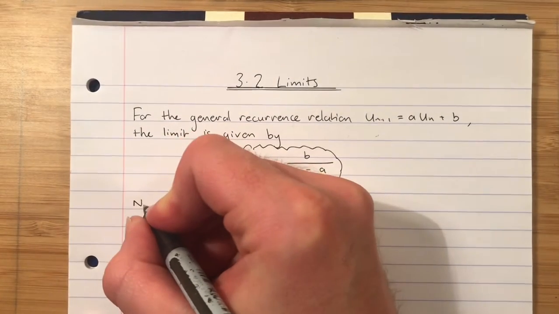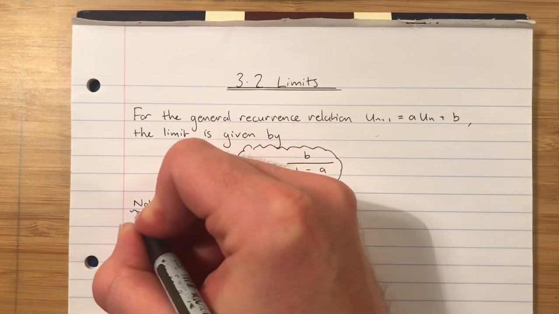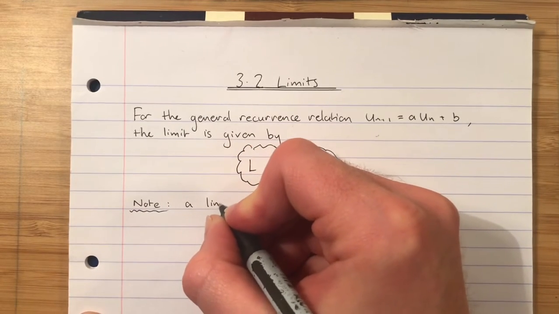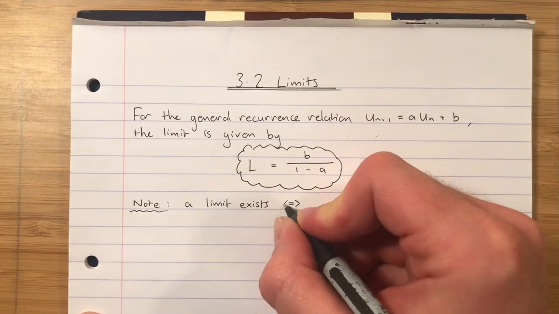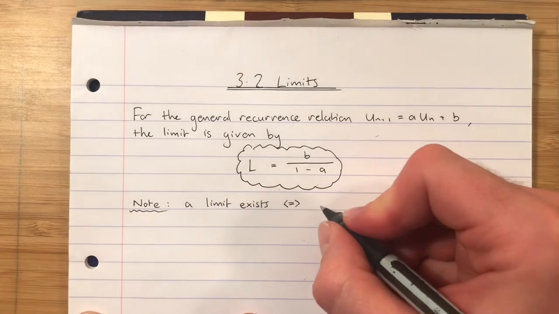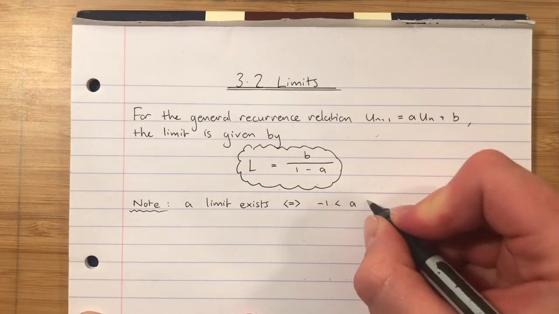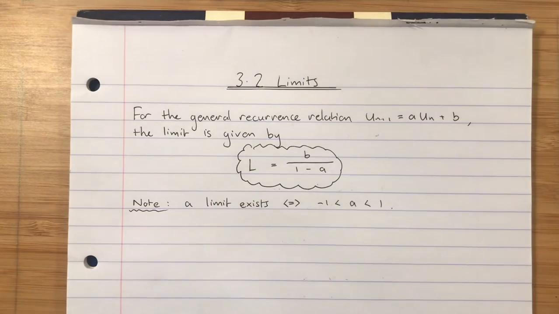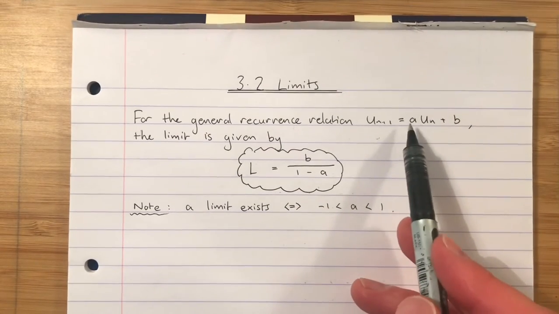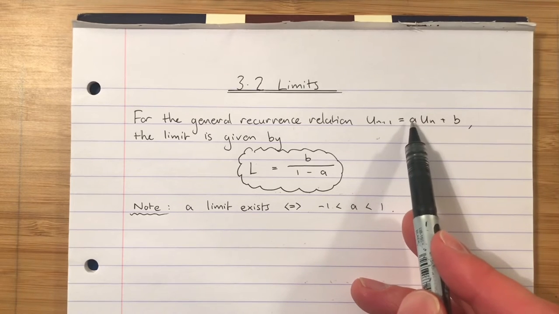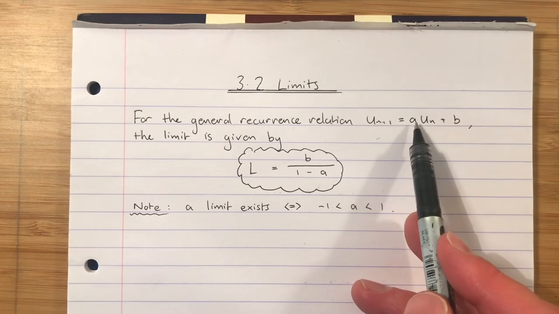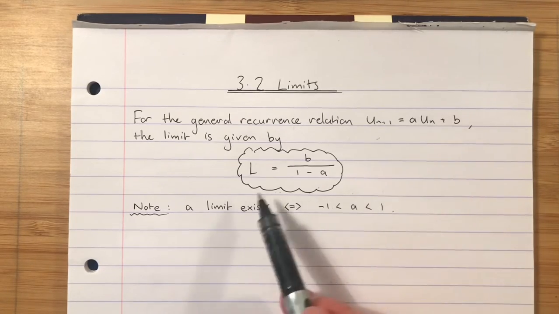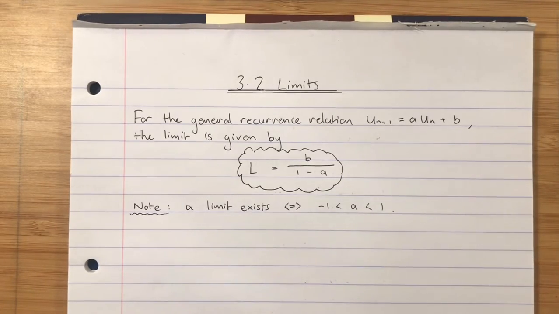And we'll say underneath, note, a limit exists, and this double arrow means if and only if. A limit exists if and only if a is between negative 1 and 1. So in a recurrence relation, if this value here is between negative 1 and 1, so if it's negative 0.1, or if it's a fifth, or 4/5, or negative 9/10, they're all fine. Then a limit would exist. If this value here is 6, then there will be no limit, and you won't be asked to do anything like that.